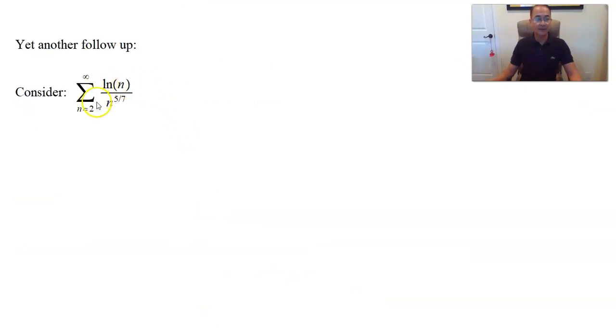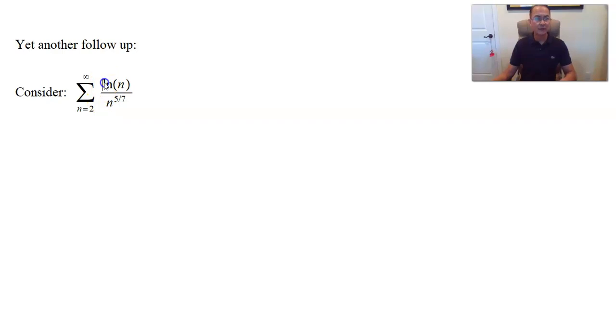Here it is. I believe this is the first series that we are going to look at where the natural logarithm is involved, ln of n. So consider the infinite series summation n equals 2 to infinity ln of n over n to the 5/7. Okay, so we're starting at 2. We can't start at 0, definitely. ln of 1 is 0, so it's kind of stupid that we would plug in 1 just to get 0. So let's start at 2.